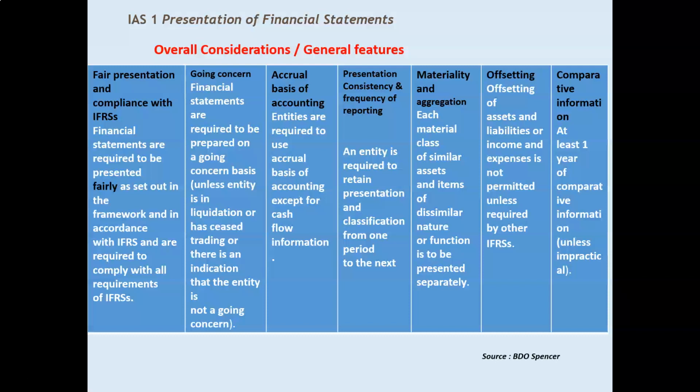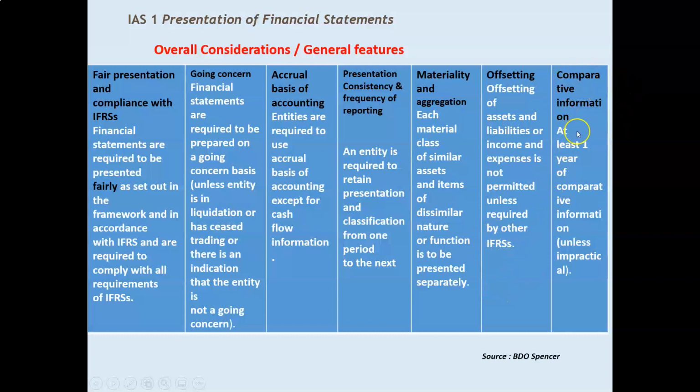So I'm not allowed to offset income and expenses against each other. It makes a little exception here. It says unless it is required by an IFRS statement. That doesn't happen very often, but if it is allowed by an IFRS statement, then you will be able to do so. But somewhere in your notes, you're going to explain exactly what you've done, why you've done it, and which IFRS statement allowed you to do so.